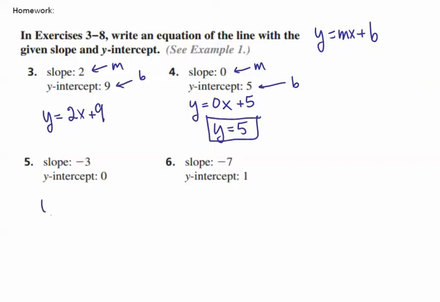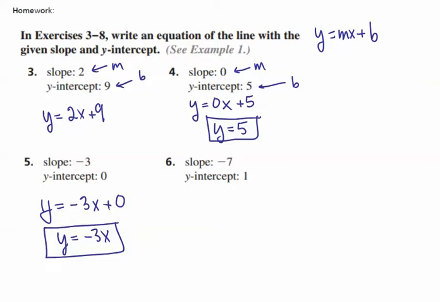Number 5, y is equal to negative 3x plus 0. So here we have the case where the y-intercept is 0. We don't even need to write it. So y is equal to negative 3x would be the simplest way of writing that equation. Y is equal to negative 7x plus 1. And so that brings us through the first 4 exercises.